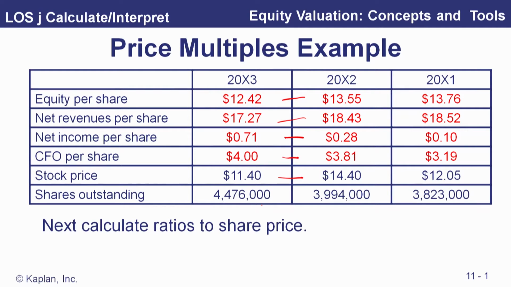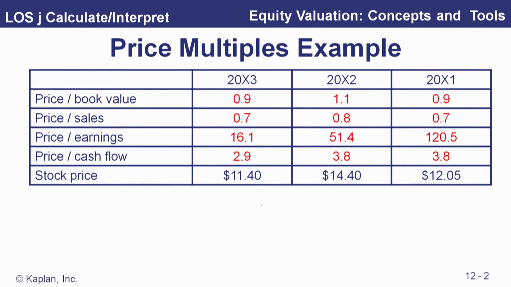So next, calculate our ratios to share price. And we see these ratios pretty stable. Price to book value, pretty stable. Price to sales. Price to earnings, gone way down from 120 down to 16. Price per cash flow, down a little.